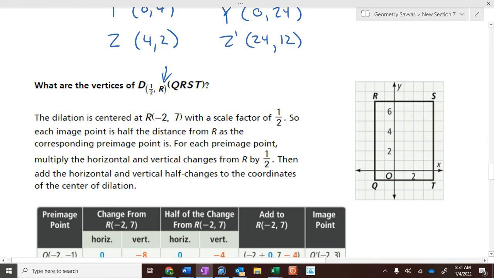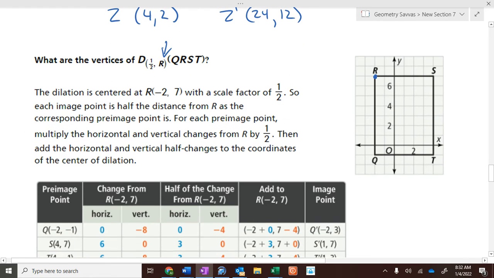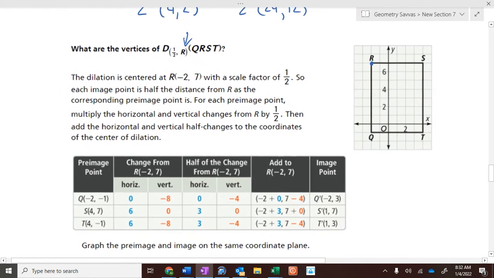the center of dilation is not 0, 0. The center of dilation is R, so everything moves from R. Okay? So R, everything's half the size. So R will not move because that's the center of dilation. So R is not going to move. Okay? But all the other things move.